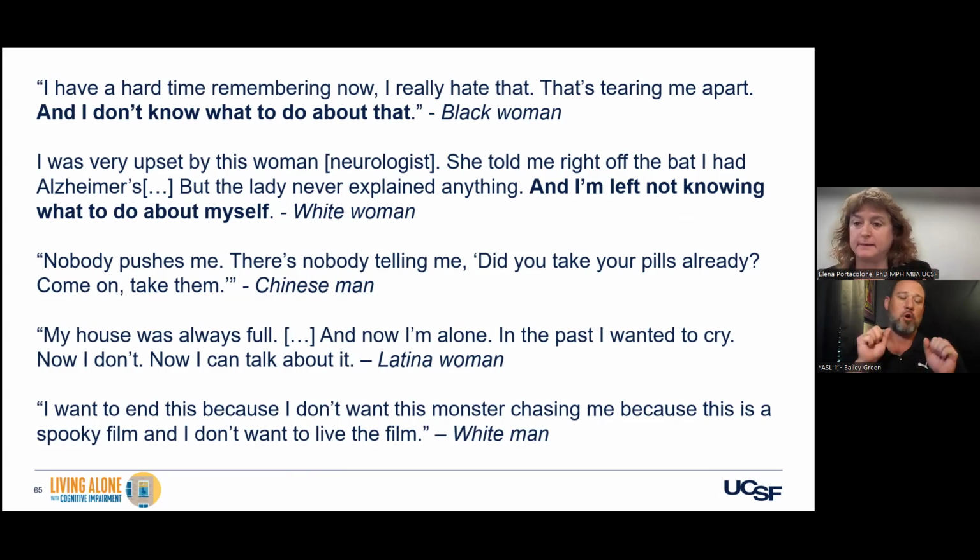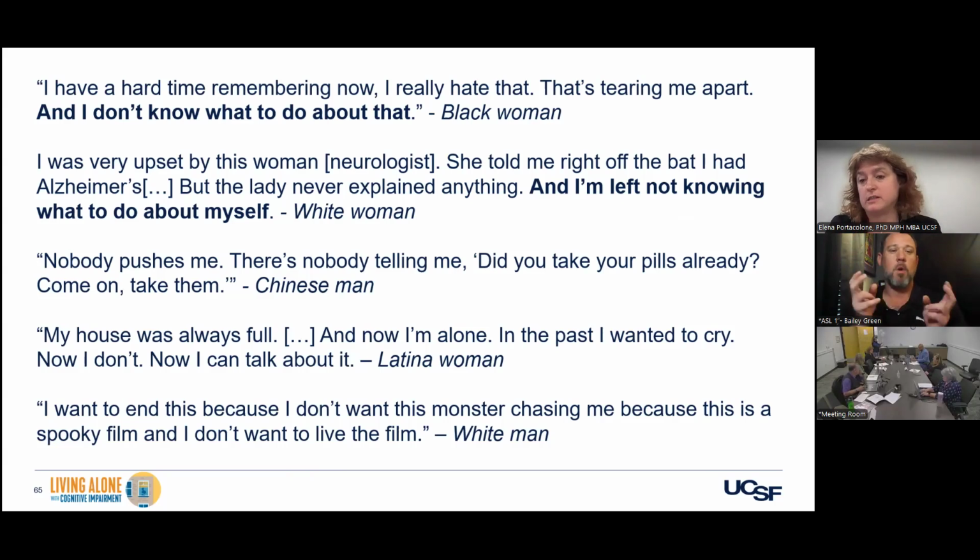And also I want to point out that I'm doing research also in Sweden and Japan, and in similar research done in Sweden, I didn't find these quotes, because in Sweden, older adults living alone with cognitive impairment have home care aides, all of them. So it's automatic. So next slide.